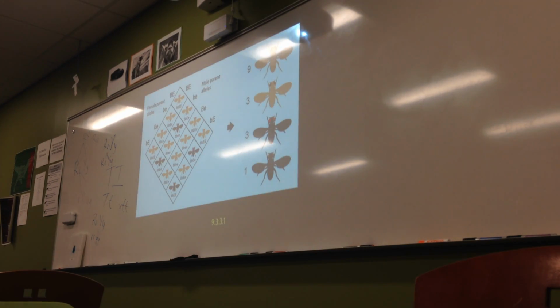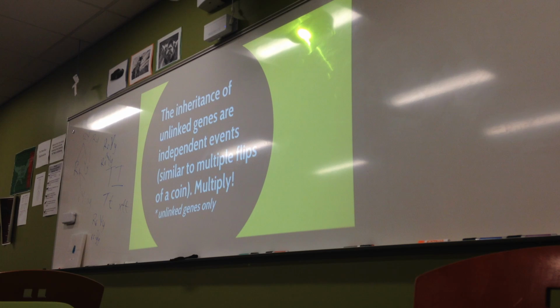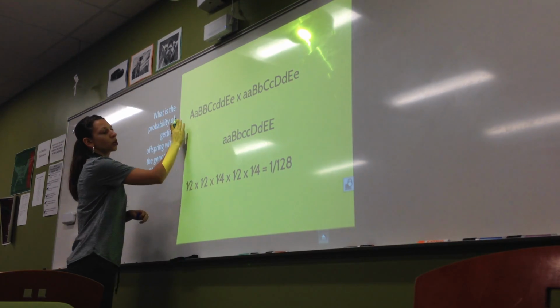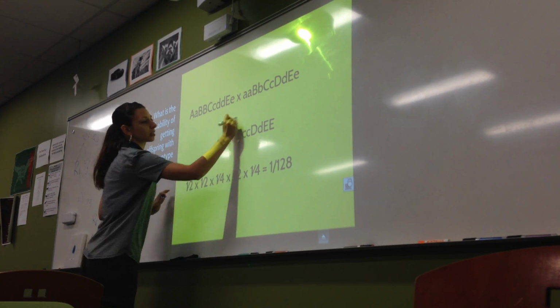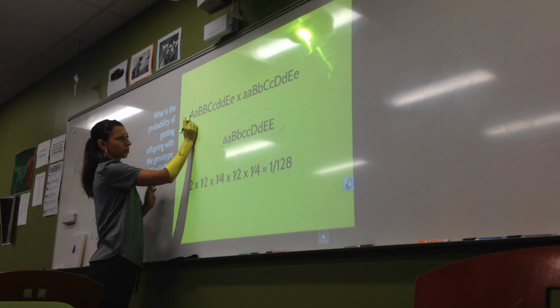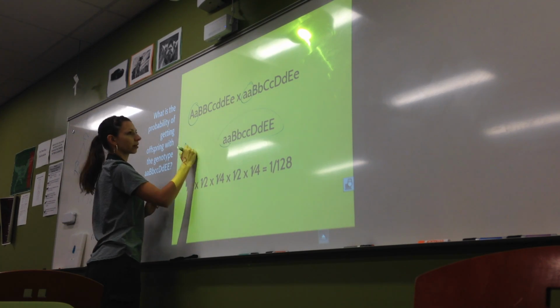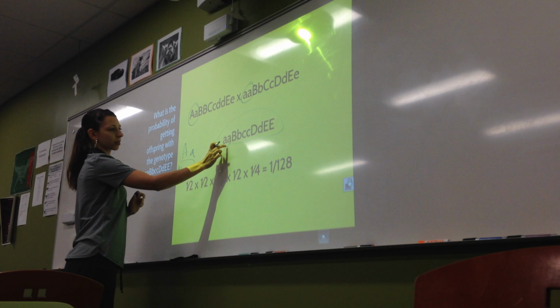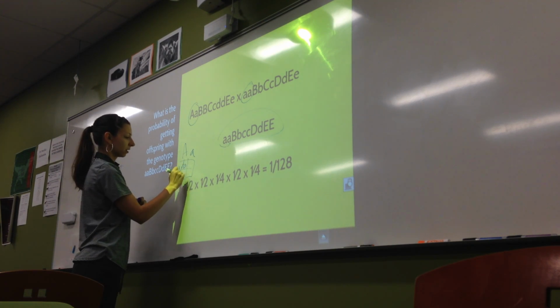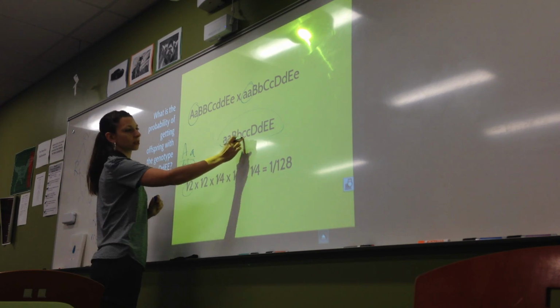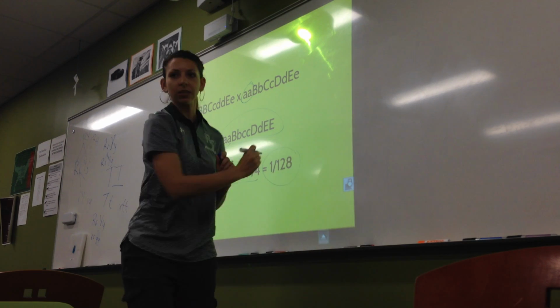Okay, again, another dihybrid cross. The inheritance of unlinked genes are independent events, similar to multiple flips of a coin. So you multiply independent events. For this one, Jordan, this is the one that you were mixing up yesterday, I think. We want to see the probability of getting this whole genotype. So we cross each of these potential combinations. We take this one, do a regular cross, and figure out the probability of getting this one. That's 1/2, and then we do this one, and this one, and this one. We multiply all those events together to get that particular ratio.